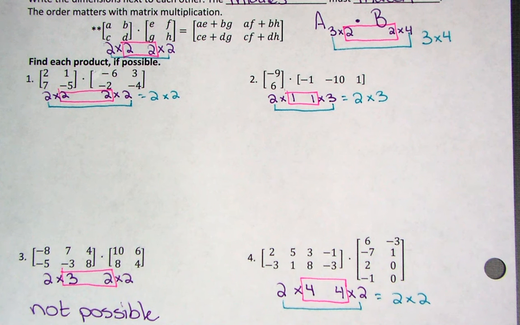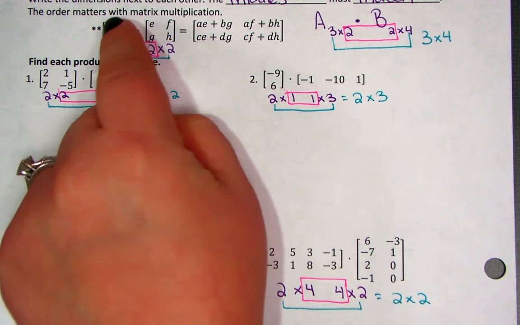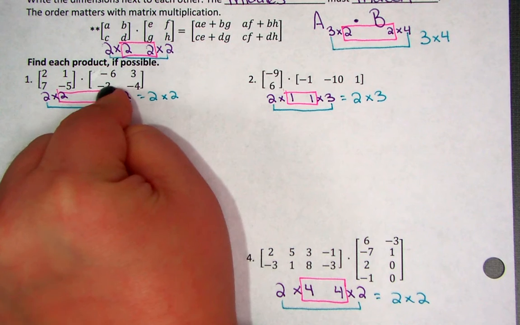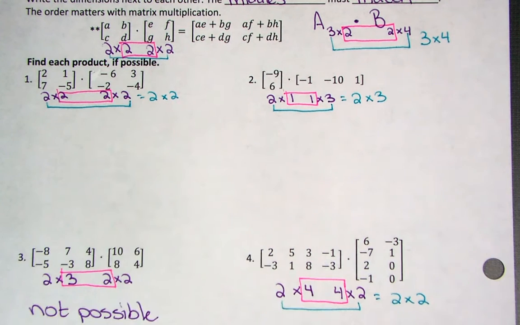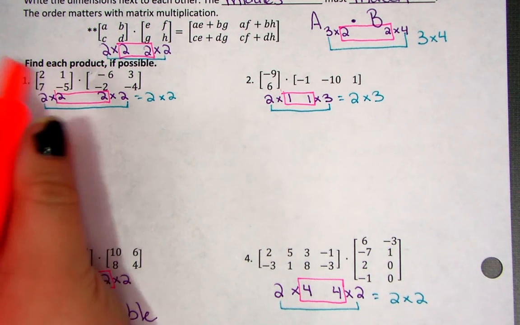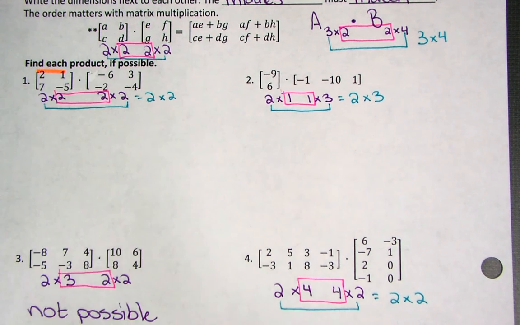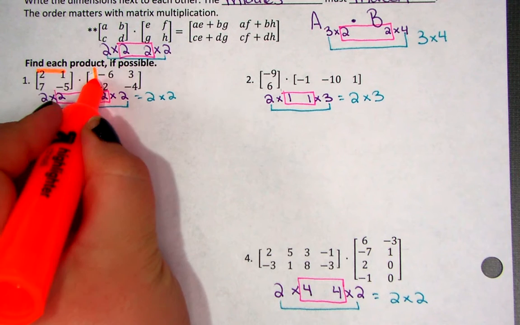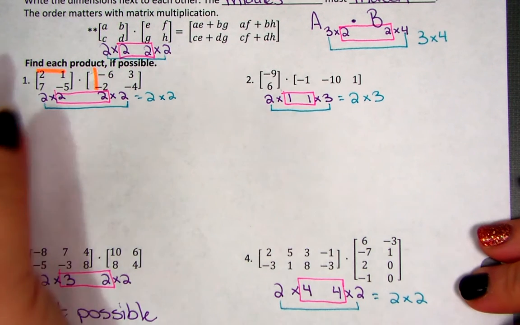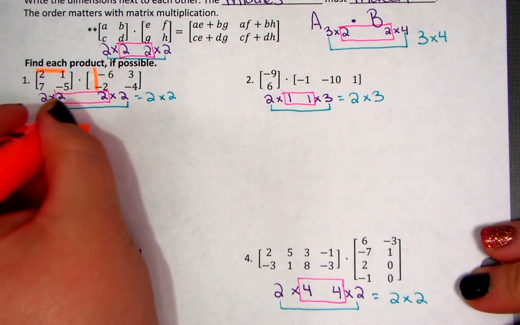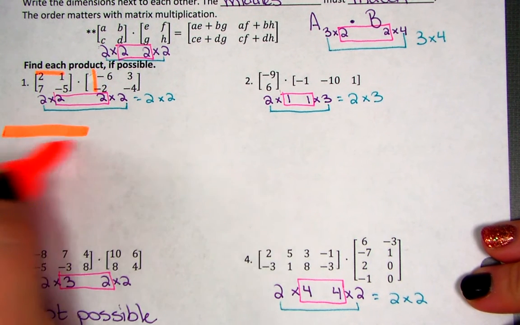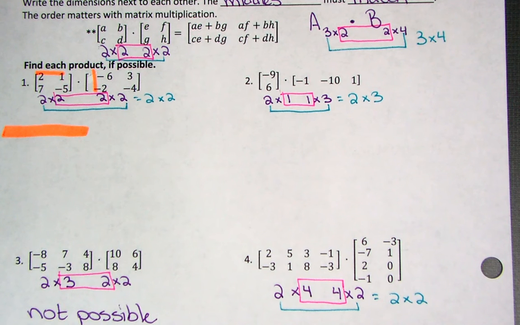All right, here's how we're going to use our highlighters. So, like I said before, we are taking the rows and we are multiplying by the columns. So if I take the first row and I multiply it by the first column, then my answer will actually end up in the 2 by 2 matrix in the first row, first column.